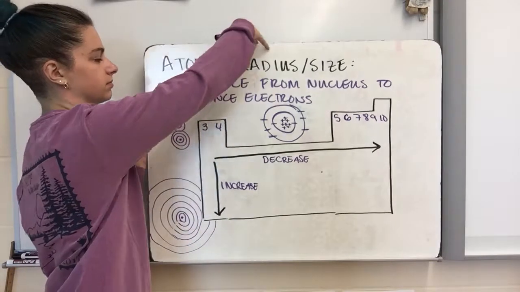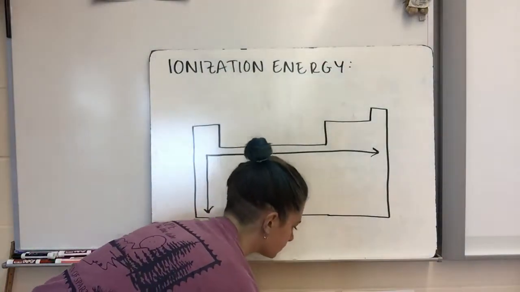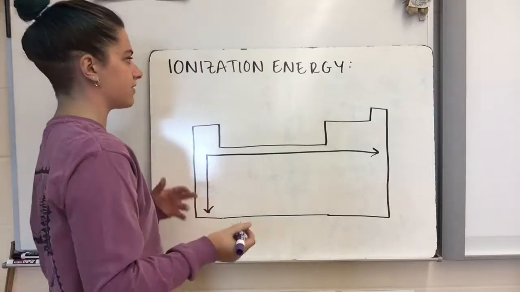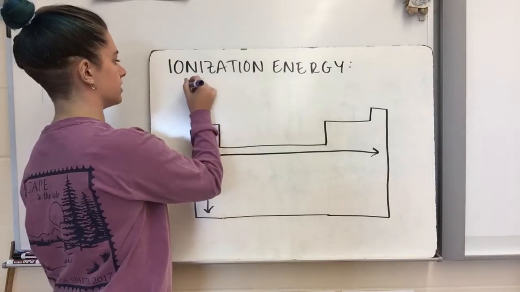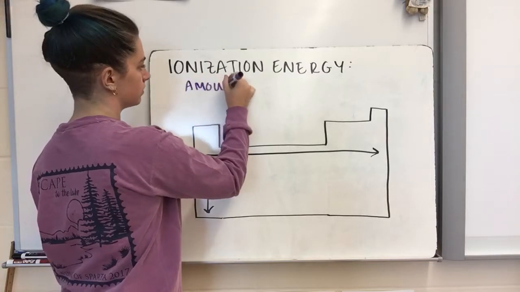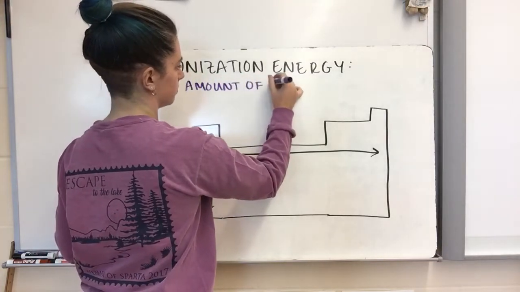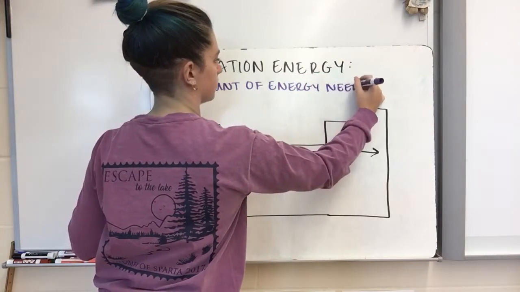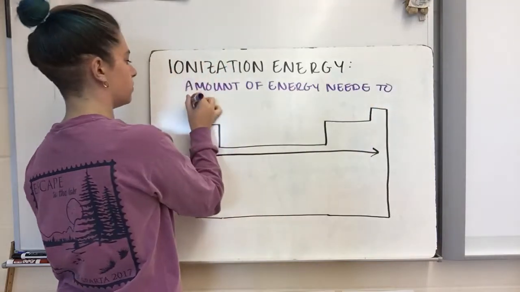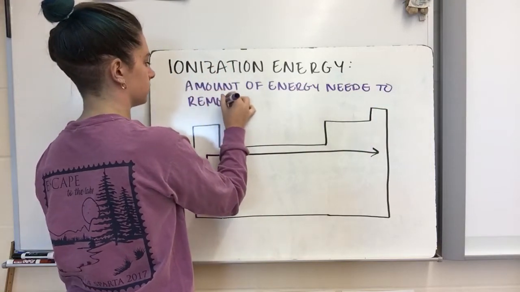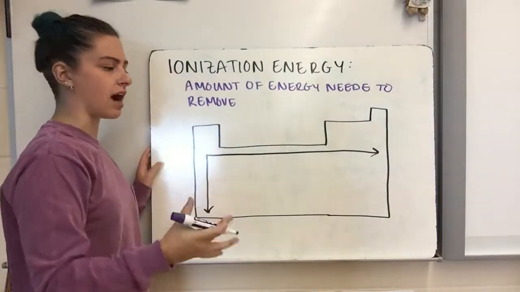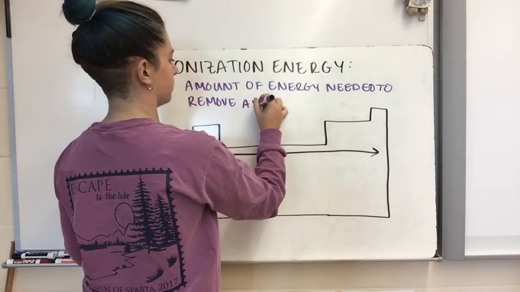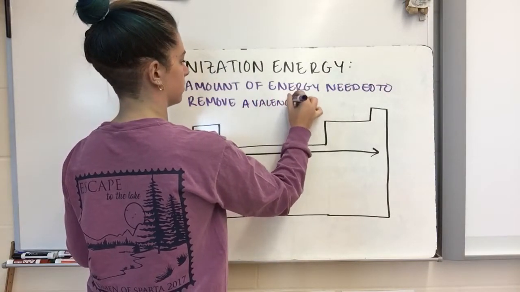Let's look at our next one. Our next trend is ionization energy. And let's give a quick definition to this term. So ionization energy is the amount of energy needed to remove an electron. And specifically, we're looking at removing the outer electron. So we're going to say needed to remove a valence electron.